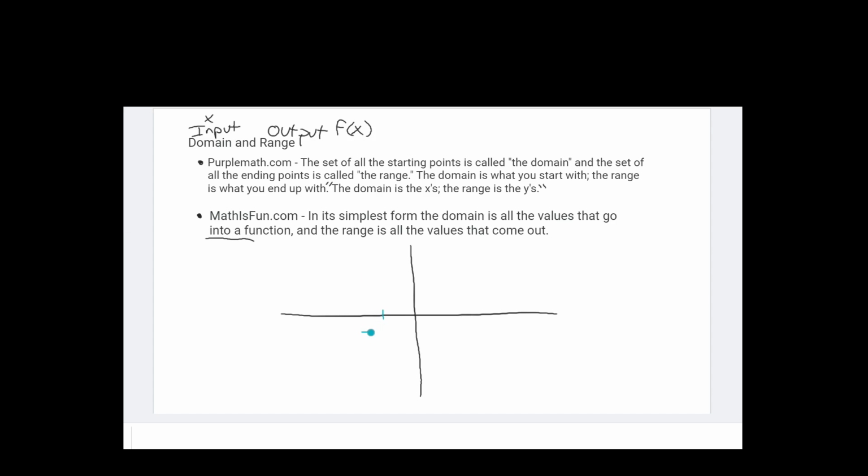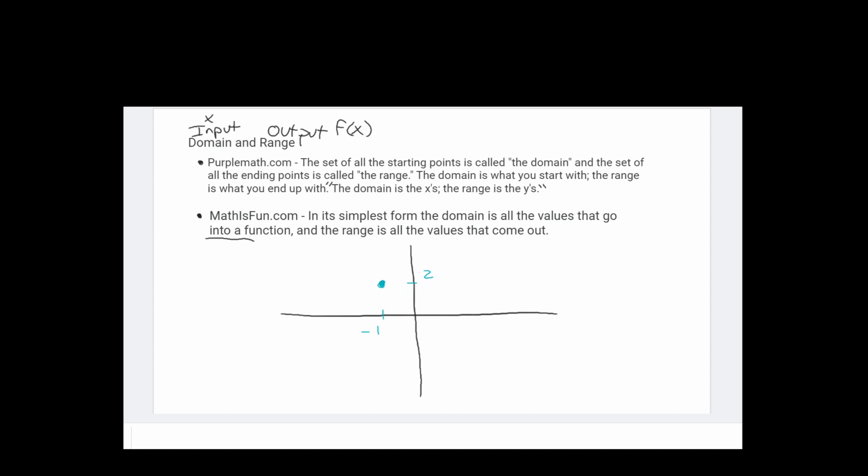Let's say we're at the point -1, +2. Let me put the 2 right here. Okay, so here's our little point that we have. And let me tell you that this is a function. It's a really silly function, right? It's only got one input and one output. But it is a function.